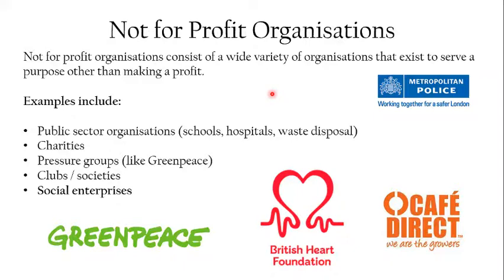So there's lots of different types of organisations that exist other than to make a profit. Public sector organisations are organisations owned by the government, like schools, hospitals, your bin collection, your waste disposal, the police. All of these organisations are funded by the government. They need money in order to achieve their objective, whatever that may be, but they don't aim to make money. They just need to have enough money to provide their service.